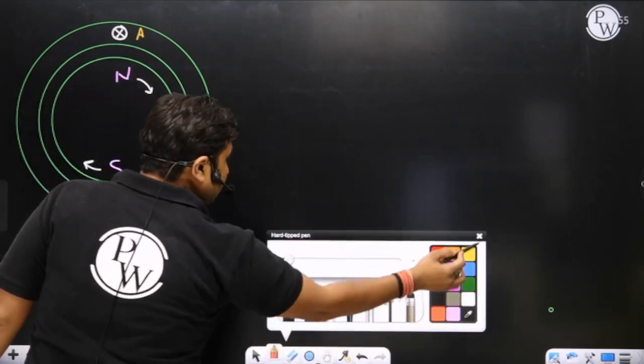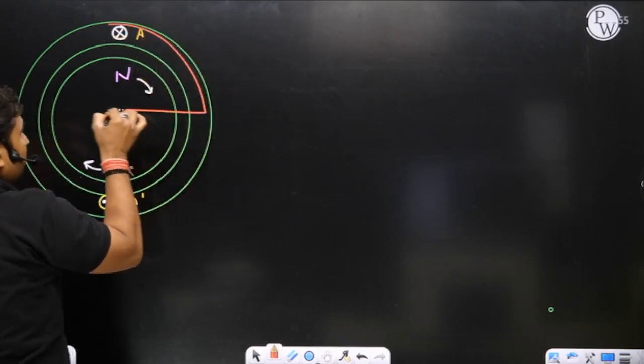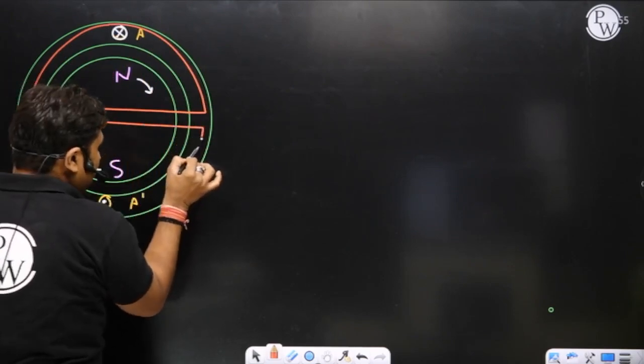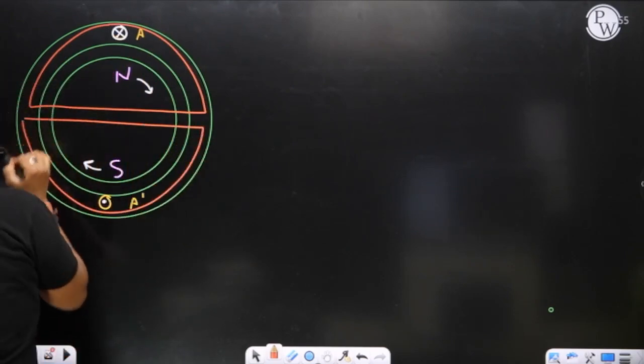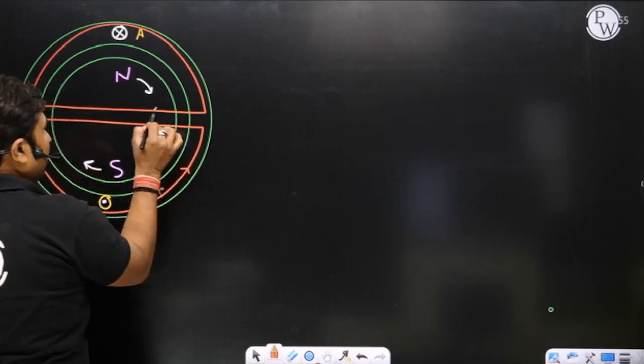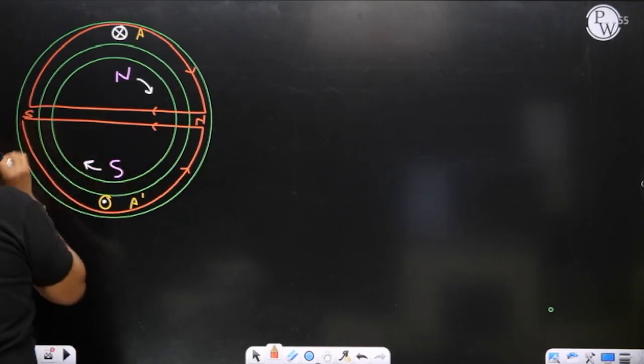So the stator is going to create a magnetic field in this way. Is it okay? So the stator is going to create a magnetic field which follows this path. This will be your north and this will be your south.